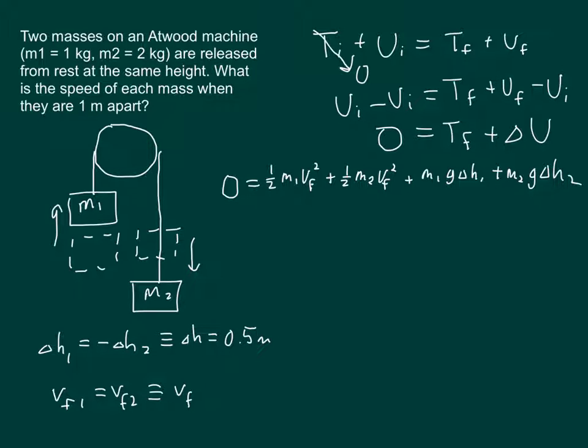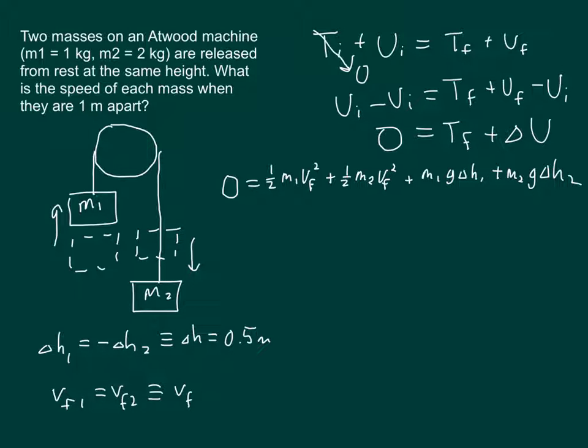Just note that I've plugged in v sub f's for both M1 and M2, and also note that the actual initial and final heights don't matter. All that show up in this equation are changes in heights. So this is why the h equals 0 point is arbitrary when defining the gravitational potential energy. All we really care about are changes in heights when we're concerned with the gravitational potential energy.